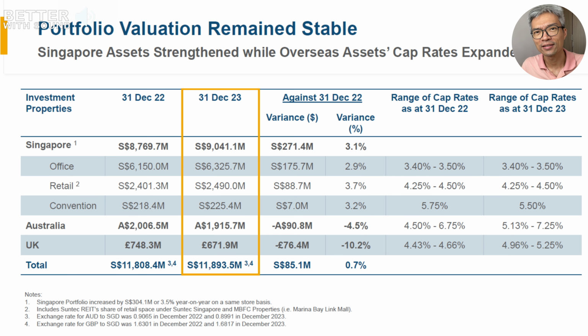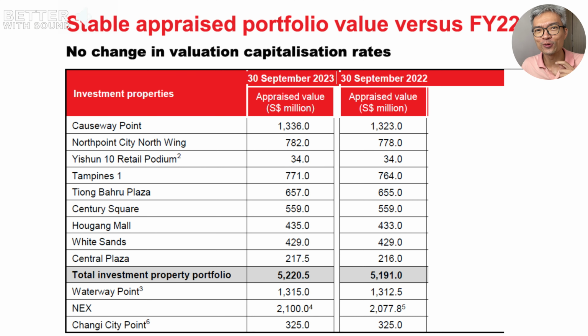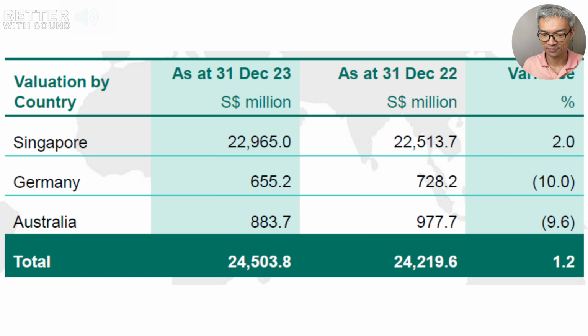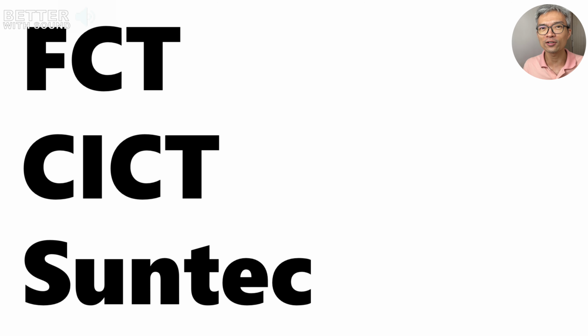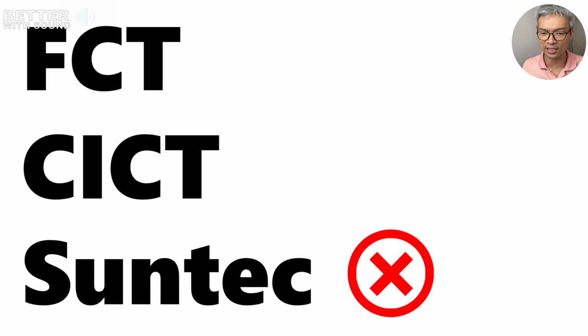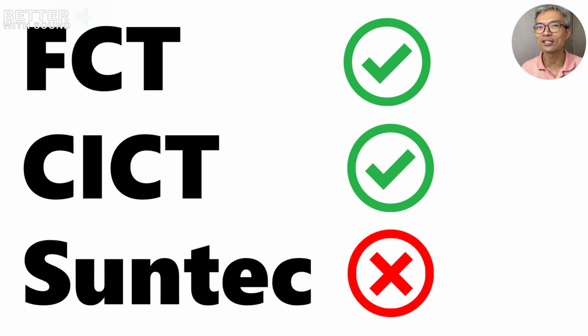What trend do you notice? Let me rewind and slow down. I zoom into the property valuations and remove the unnecessary information. And to ensure that my information was wholesome on a certain level, I use FCT, CICT, and Suntec. As of this recording, I have no stake in Suntec, but I have vested interest in CICT and FCT.